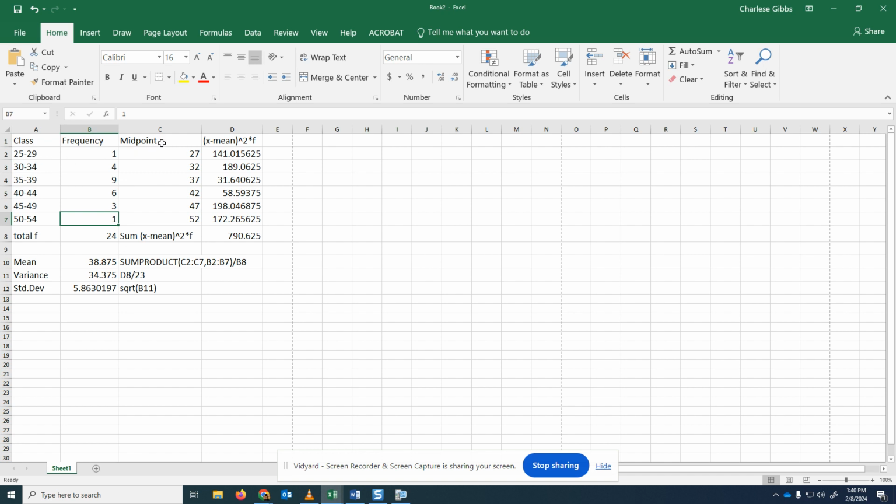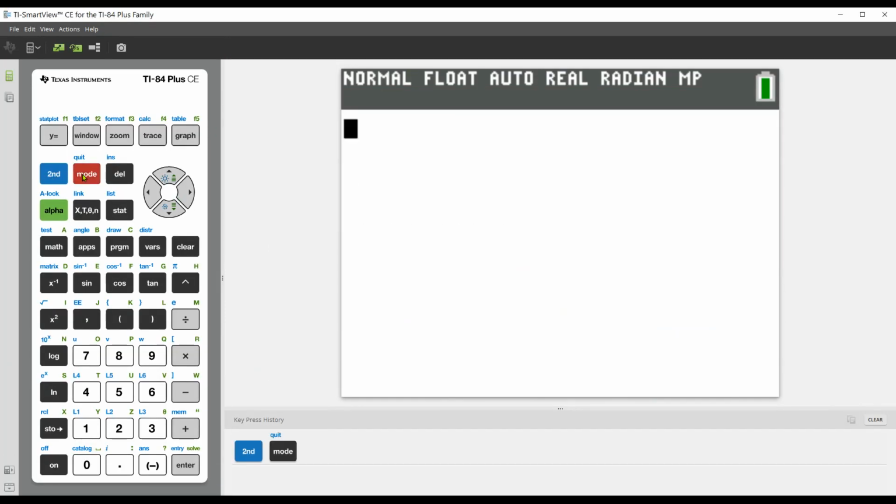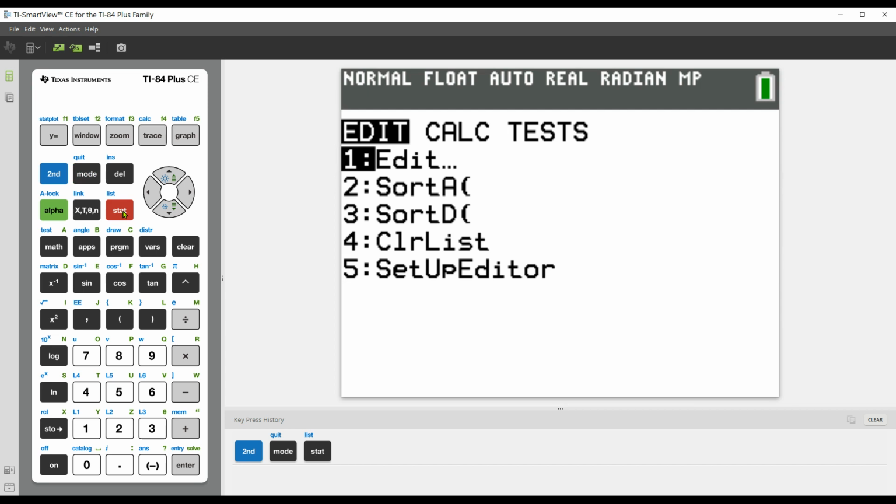First, we covered in the Excel video that we actually have to create midpoints to represent our classes. To do that, you take your lower class limit plus upper class limit, divided by 2. I have it in this cell right here. And we're going to be doing this with our calculator. Here we are in our calculator with the frequency distribution, trying to find the sample standard deviation. I'm going to enter my data into STAT, Edit.